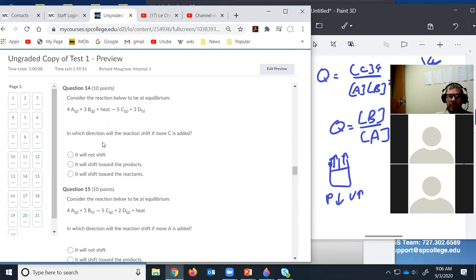Number 14. It'll shift towards the reactants. All right, because we want to use up the C that we've added. So it will shift towards the reactants to use up that C.